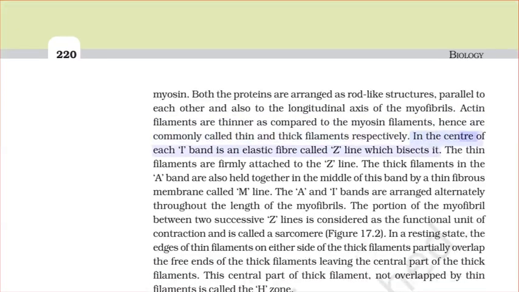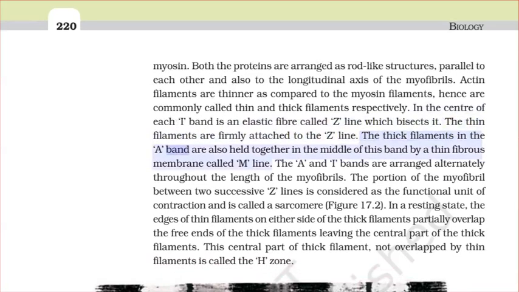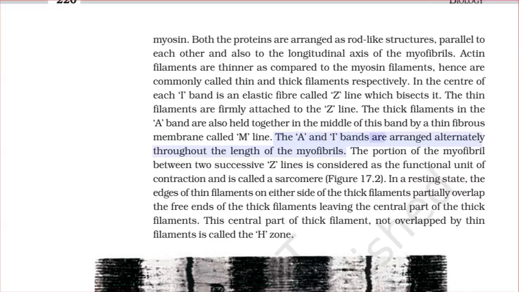In the center of each I band is an elastic fiber called Z line, which bisects it. The thin filaments are firmly attached to the Z line. The thick filaments in the A band are also held together in the middle of this band by a thin fibrous membrane called M line. The A and I bands are arranged alternately throughout the length of the myofibrils.